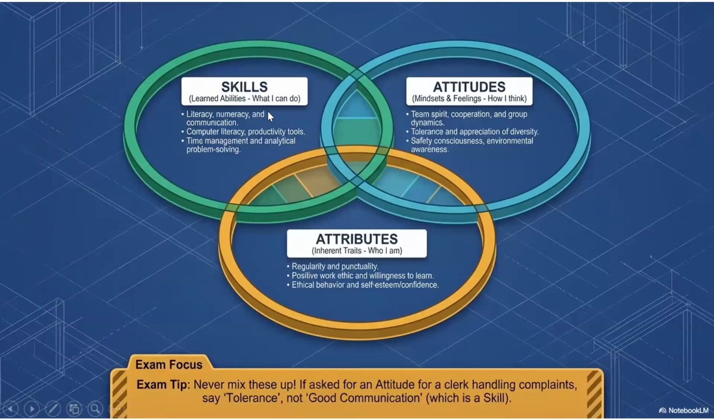Let's take a look at some of these skills, attitudes, and attributes of a clerk in an office. Right? So when you're looking at skills, we're looking at the things they're able to do. Right? A clerk in an office should be able to count, should be able to read, should understand numbers. They should be able to communicate with other people. Now more than ever, they need to have computer literacy.